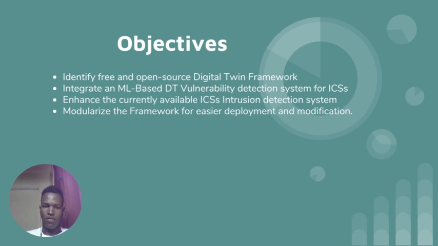And for the objectives of the research, as I said earlier, our main objectives are four. First, identify a free and open source digital twin framework. Second, integrate a machine learning based digital twin vulnerability detection system for industrial control systems. Third, enhance the currently available ICS intrusion detection system. And the last one is to modularize the framework for easier deployment and modification in the future, in case we need to do this.